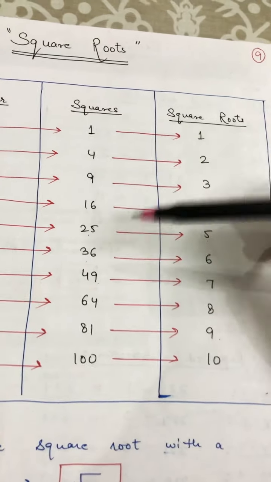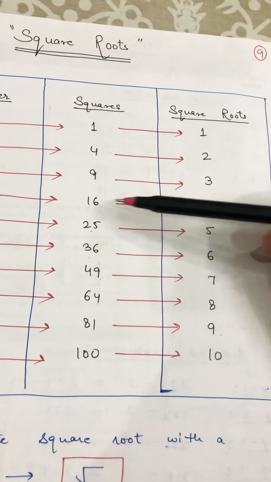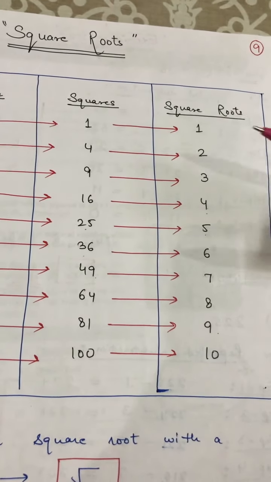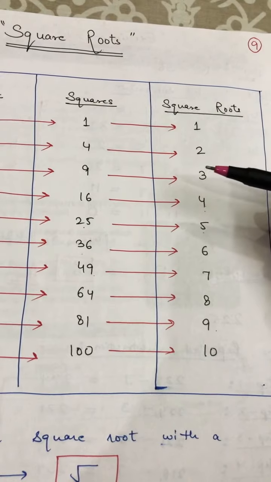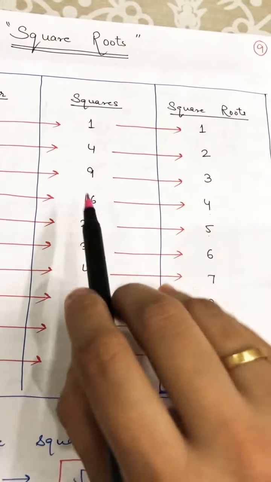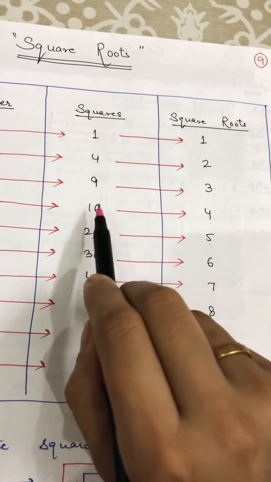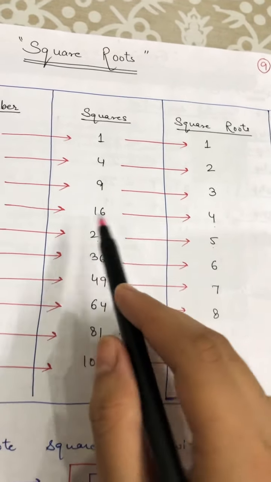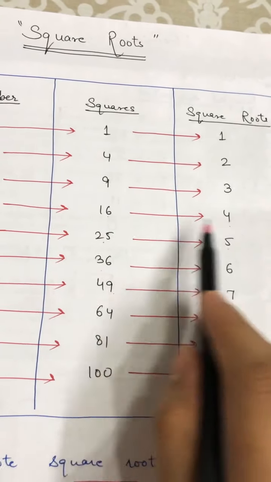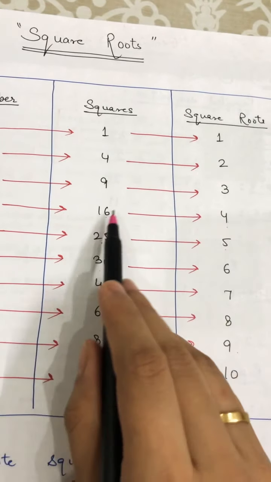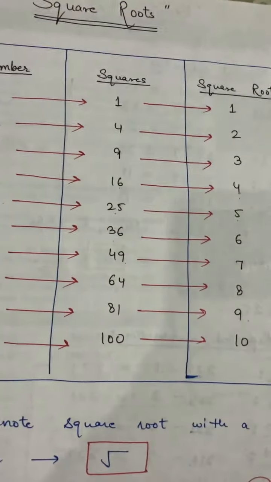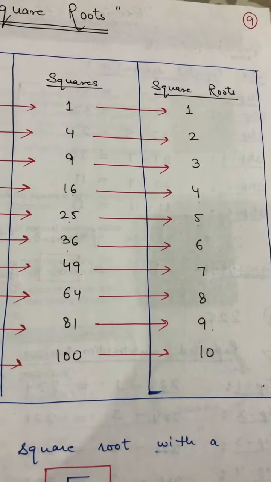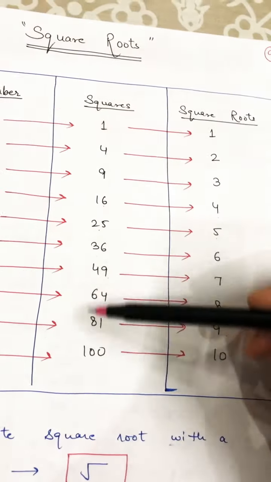If you multiply any number by itself, the answer will be a square, and when we take out the square root of that number, you will get the value, and this value will be the square root of the particular question. So these are the squares.